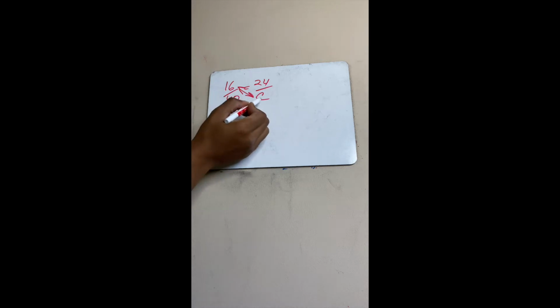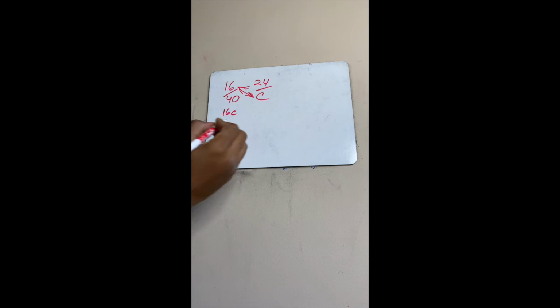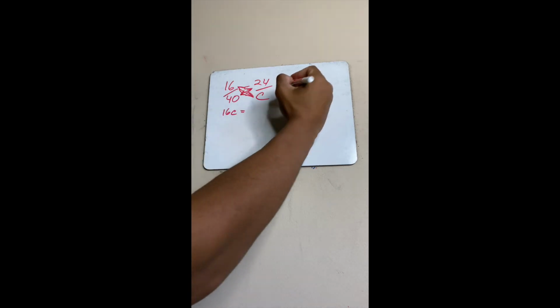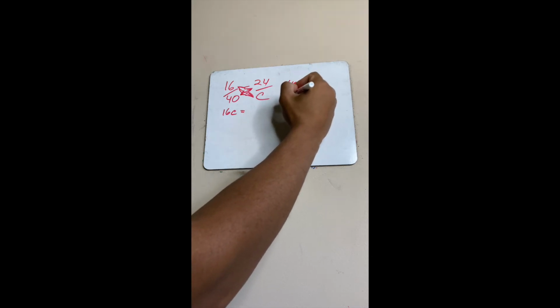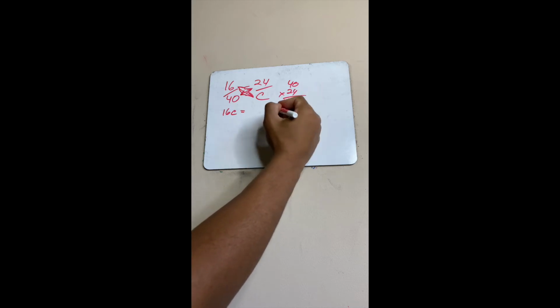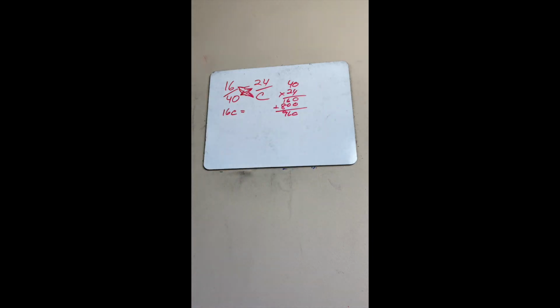A letter times a number is always a number and a letter together, with that number going first. It's half a problem, halfway done. Now we got to multiply these two together, 24 and 40, okay? We got 40 times 24. That's 0, 16, 0, 0, 8, add them up, 960, okay?